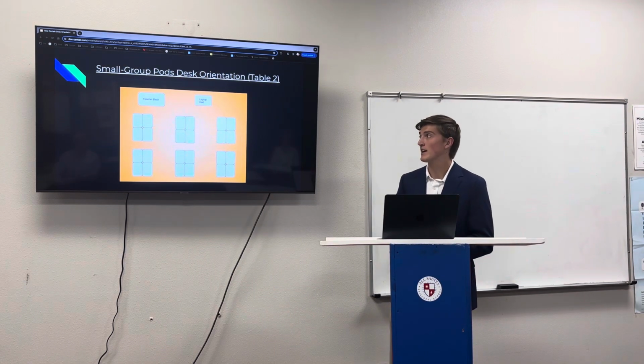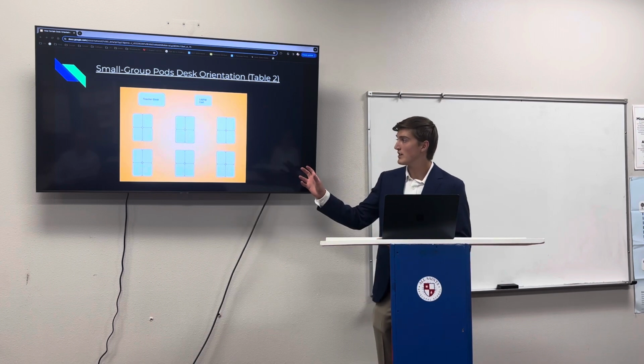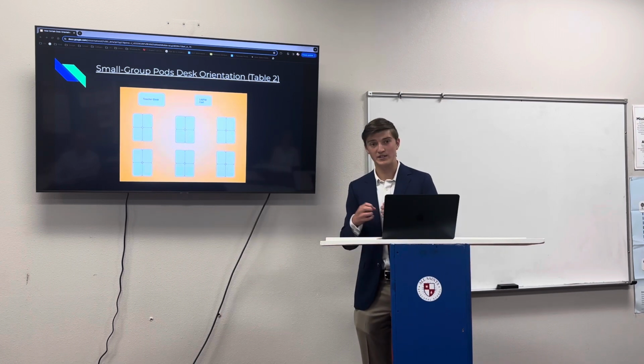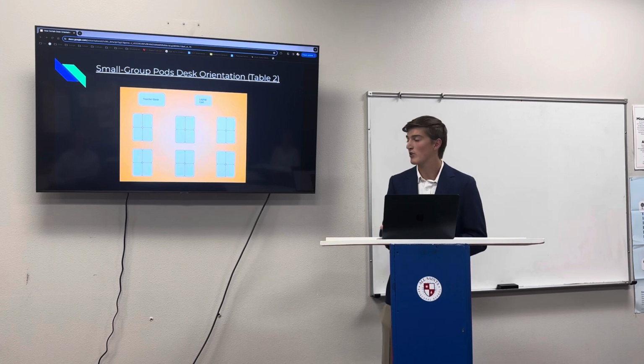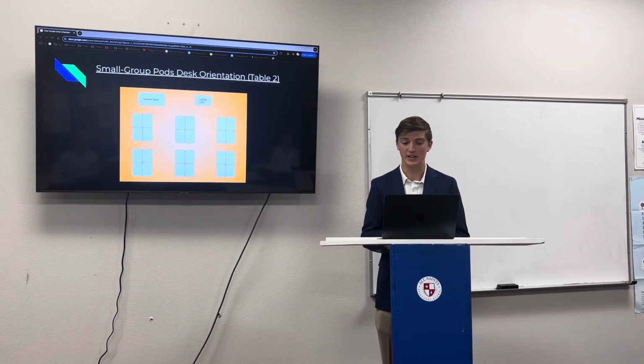The second desk orientation that I used is a small group pod desk orientation. This is where students are in groups of 4, each facing each other. This type of orientation allows the students to talk amongst themselves and is supposed to facilitate collaborative learning instead of individual learning like the first orientation.